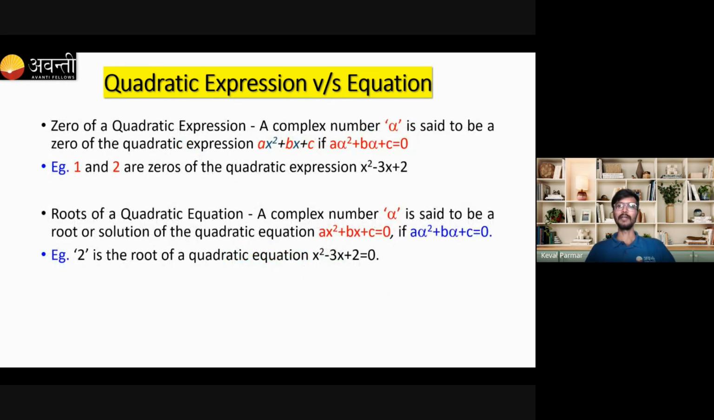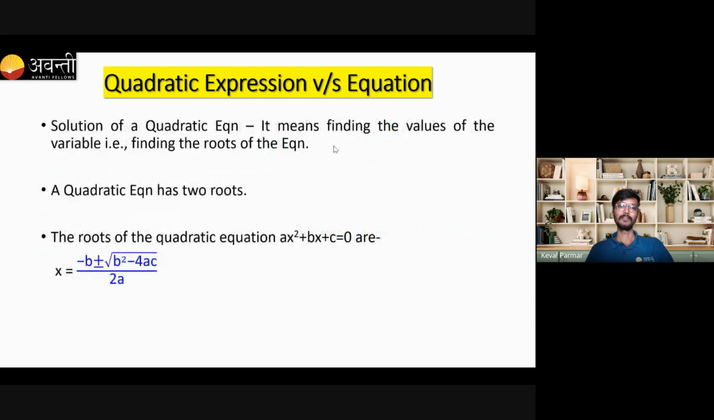Next, zero of a quadratic expression. Since a quadratic expression is of degree 2, how many zeros will it have? 2. Since degree 2, how many roots will it have? 2. So zeros and roots are basically the same thing. Zeros are associated with an expression; roots are associated with an equation. Correct? So let's see what we have next.